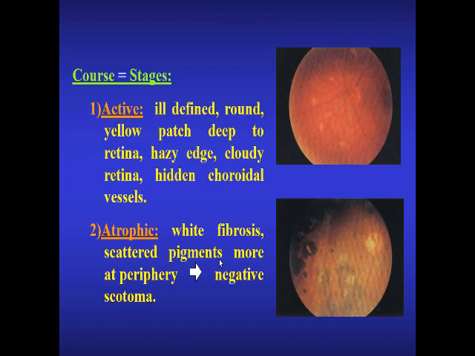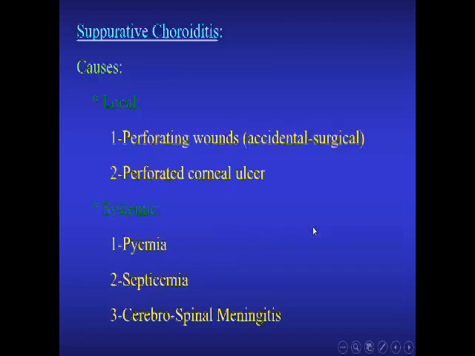The course passes into many stages. Active, in which there is an ill-defined, rounded, yellow patch deep to the retina with hazy edge and cloudy retina, hidden choroidal vessels. Atrophic, which means white fibrosis, scattered pigments more at the periphery with negative scotoma.